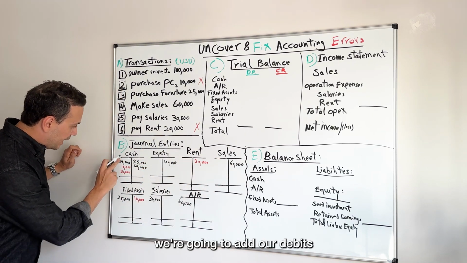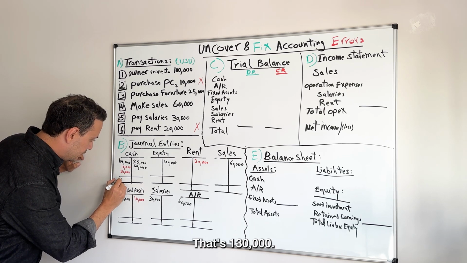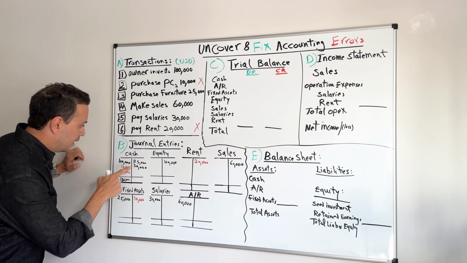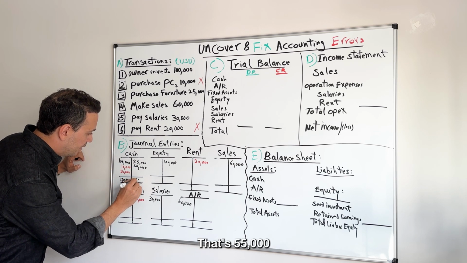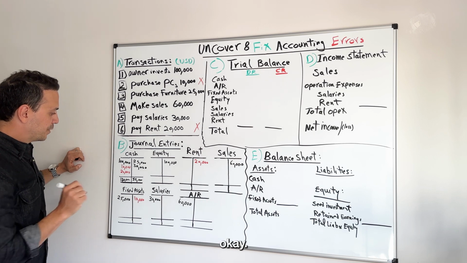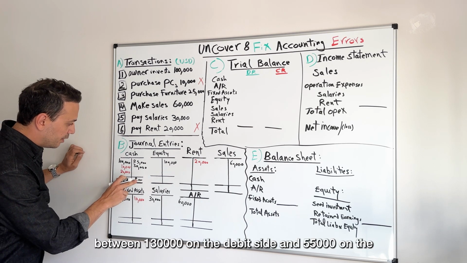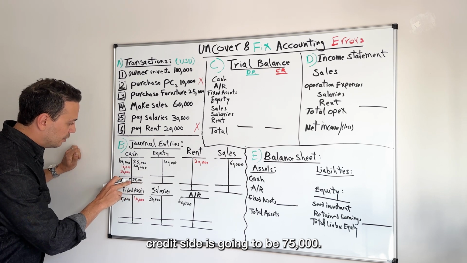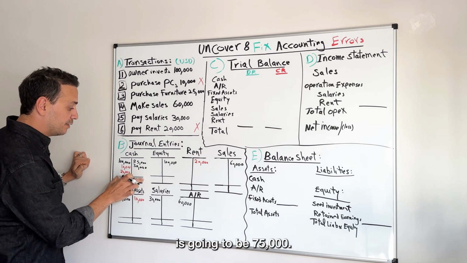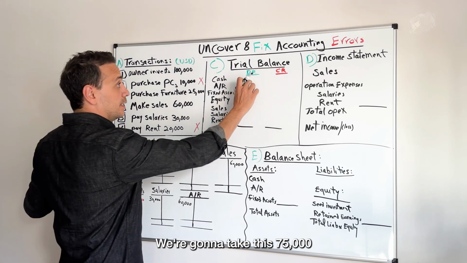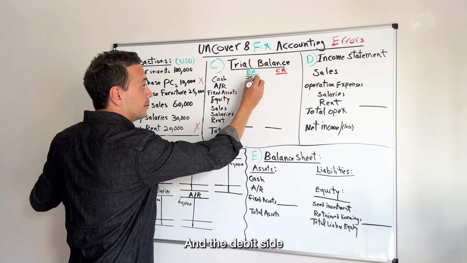So for cash, we're going to add up our debits, 100,000 plus 10 plus 20, that's 130,000. And the credit side has 25 and 30, that's 55,000. Okay, the difference between 130 on the debit side and 55 on the credit side is going to be 75,000. So the closing balance for cash is going to be 75,000.